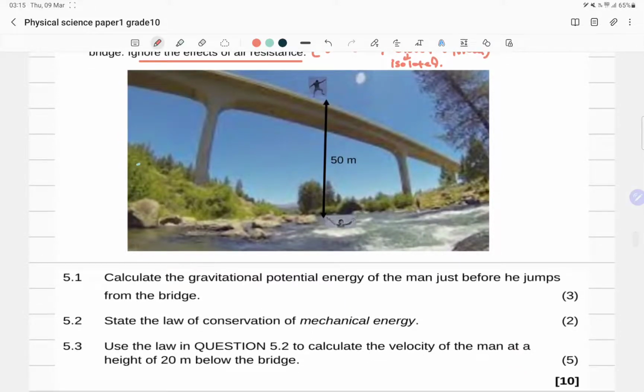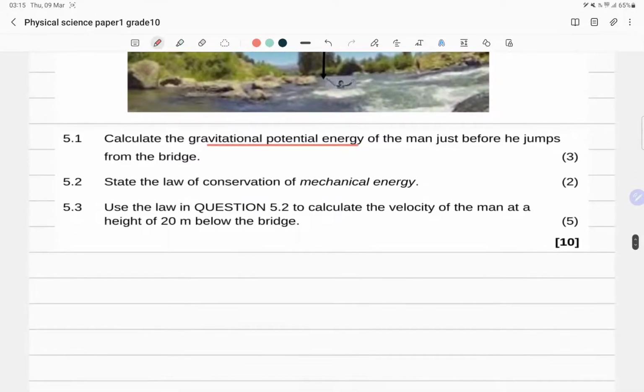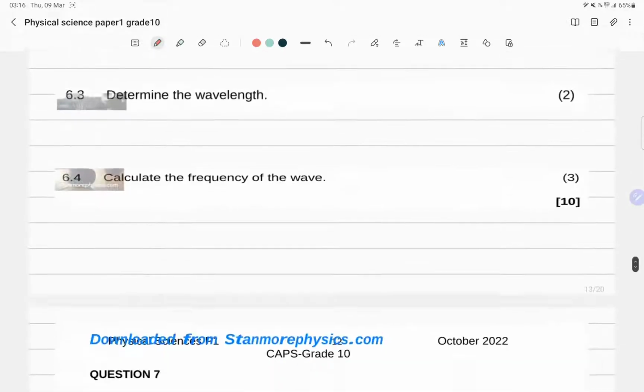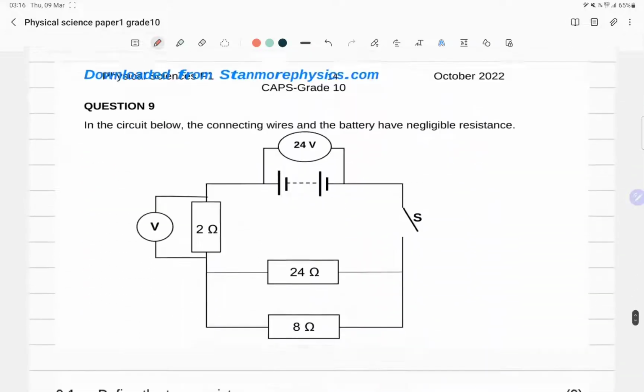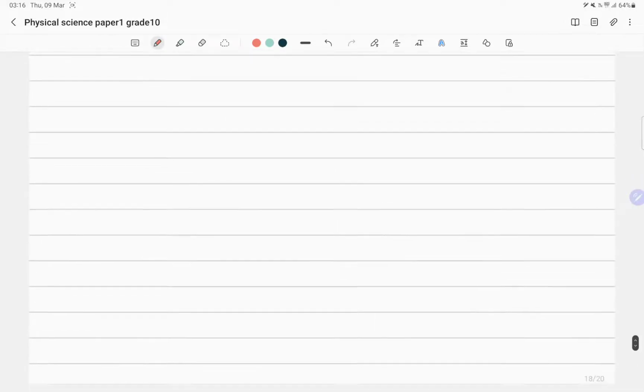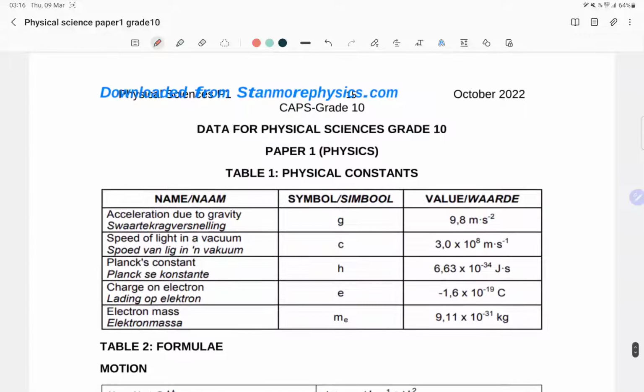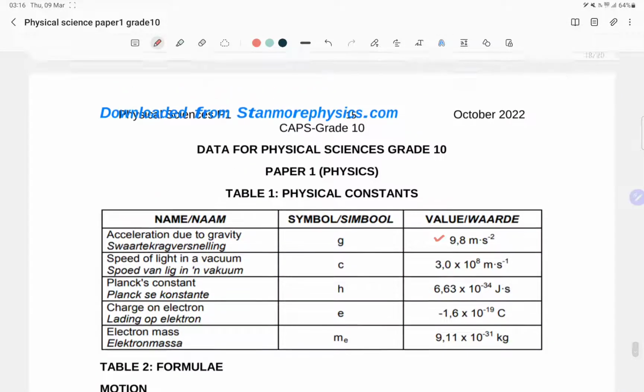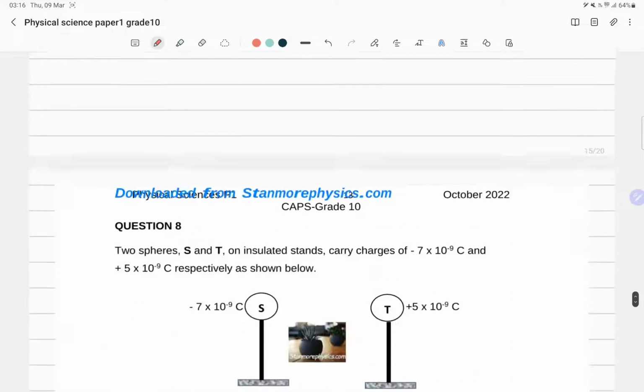Now I told you, calculate the gravitational potential energy of the man just before he jumps from the bridge, okay? 5.1, we know that potential energy is equal to mass times gravitational acceleration times height, okay? Now, let's just double check. What do you have for acceleration in grade 10? We used to use 10, but now they use 9,8, so it is 9,8, so you can't do otherwise.